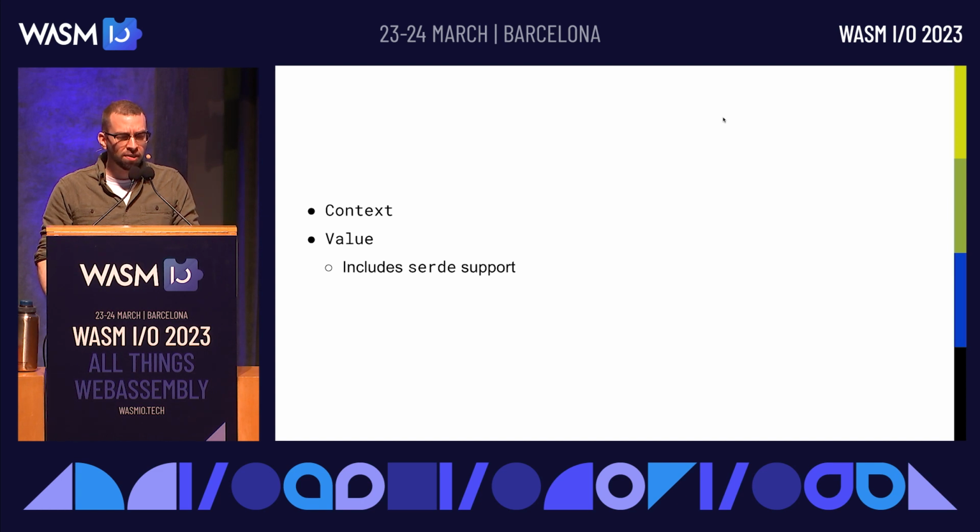And then the value piece corresponds with the JavaScript value. So that's your Booleans, your numbers, objects, things like that. Now, the really cool part about value is that it also includes serde support. So if you have some JSON and you want to convert it straight into a JavaScript value, we let you do that, and vice versa. If you have a JavaScript value and you want to get JSON or MessagePack or any other serde-supported format out of it, support's built in to do that, which is super convenient.